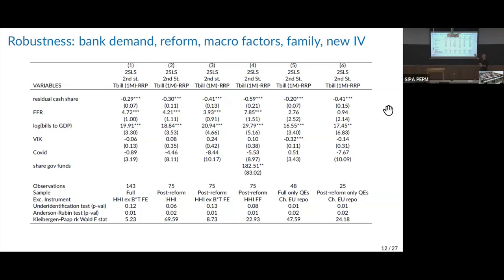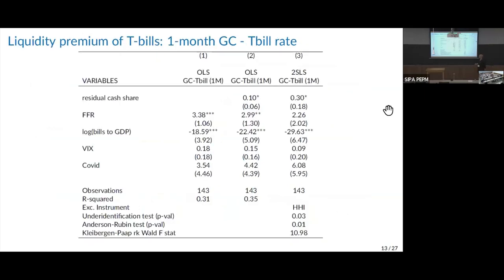We have 48 quarter ends like this. The more European banks withdraw from the market, the more money market funds will have to bring to the T-bill market. So let's use these changes in the European repo as an instrument for the residual cash. What is remarkable is that it's a completely different instrument, but what we get is the same number. And if we only look at the post-reform period, we get a higher number in magnitude. So what this tells you is money market funds have become more important in the T-bill market in terms of their pricing after the reform. So that is fine. This is then showing the same thing with the liquidity premium.